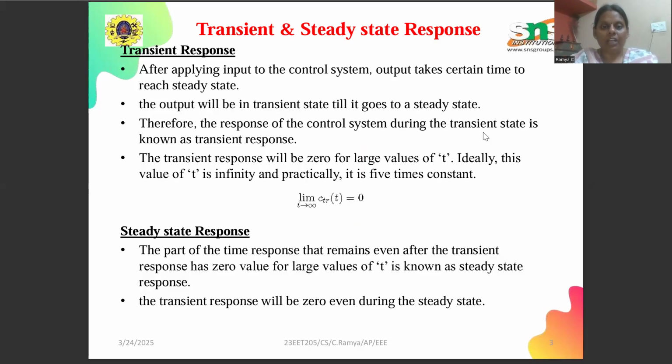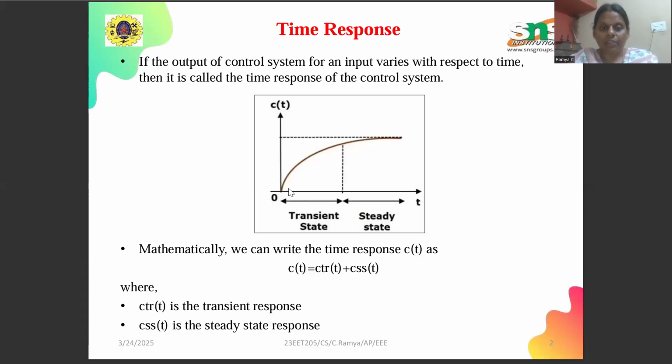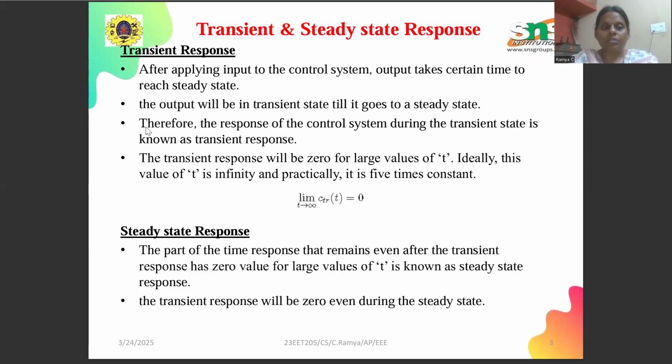After applying the input to the control system, the output takes a certain time to reach the steady state value. So in this graph, you can observe the period from 0 till some time; let me take this time as t1. From 0 to t1, it takes a certain time, and the output reaches a value near the stable one. This period we are naming the transient state. So the output will be in the transient state till it goes to the steady state. Therefore, this particular response happening in the transient state we are naming the transient response.